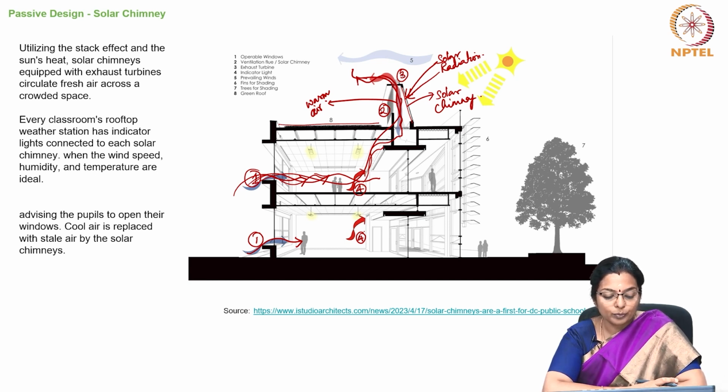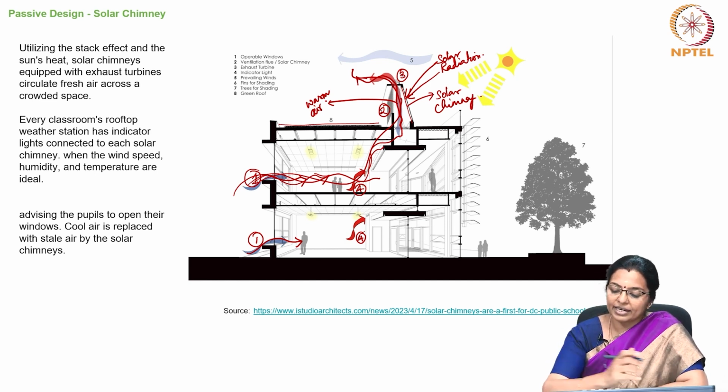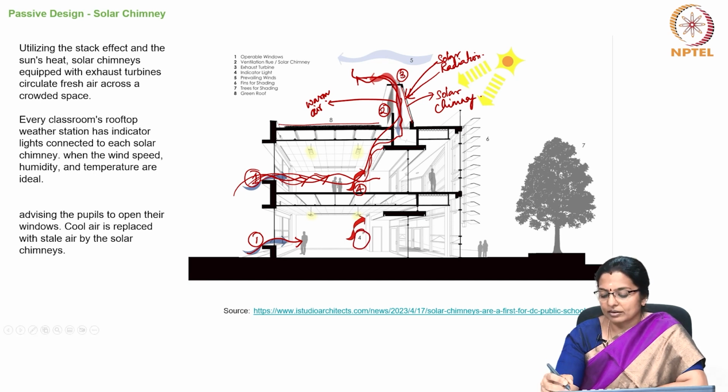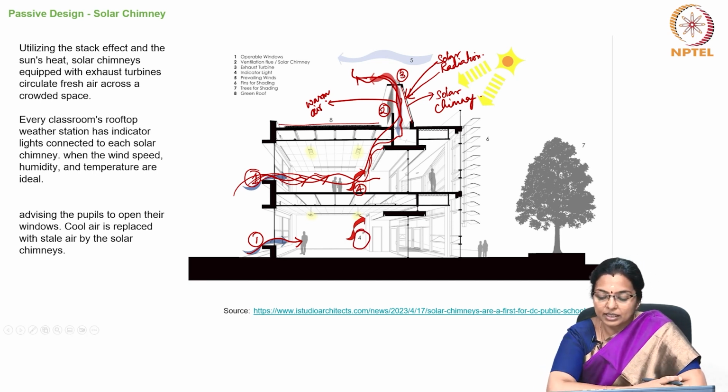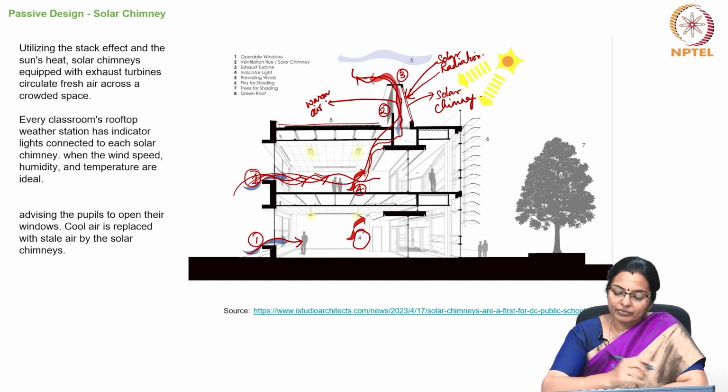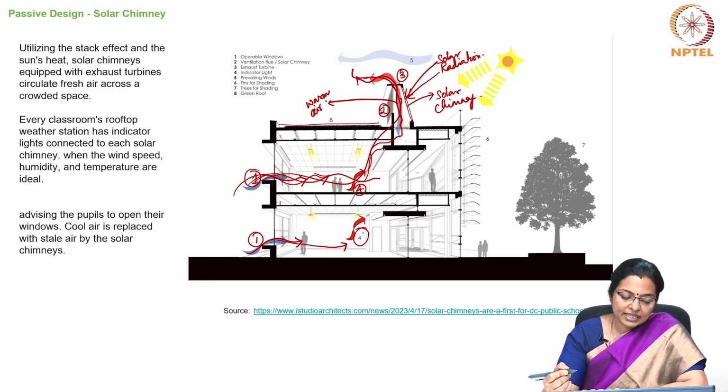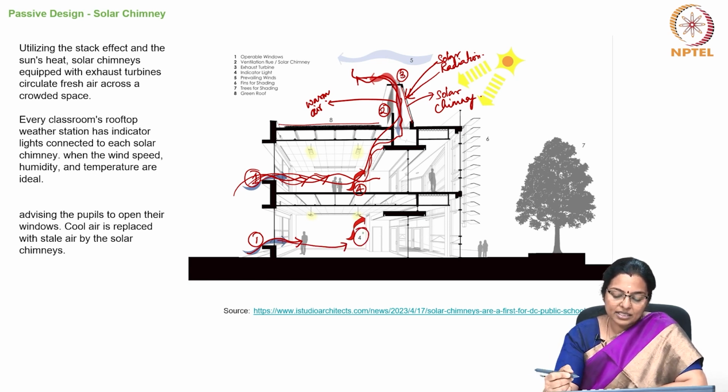wind speed, humidity and temperature are ideal. So, these meters, these indicators, they show the effectiveness of the solar chimney. So, when it is appropriate, the pupils open the windows based on what the indicator says. The window or the inlet is opened and stale air is replaced with cool air by the solar chimney.